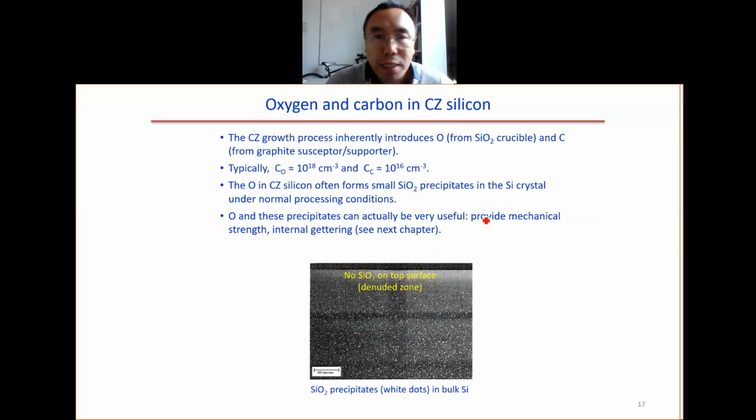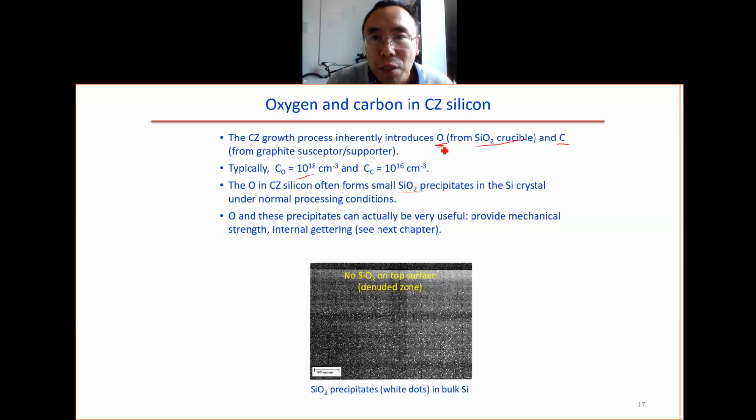As we have mentioned, there is oxygen from the silicon dioxide crucible and carbon from the heating element, the graphite susceptor. So oxygen 10 to the power 18 and carbon 10 to the power 16. This is a large amount, but usually this is not a big problem because during the high temperature process, the oxygen will form silicon oxide. The silicon oxide will not harm the device so much.